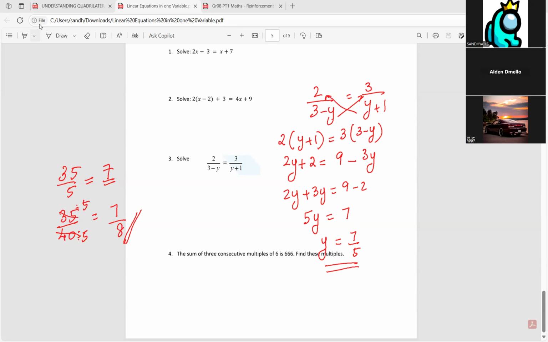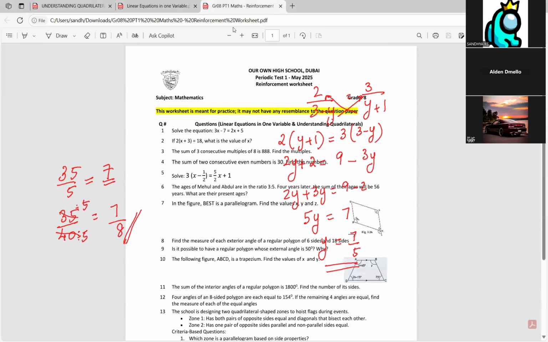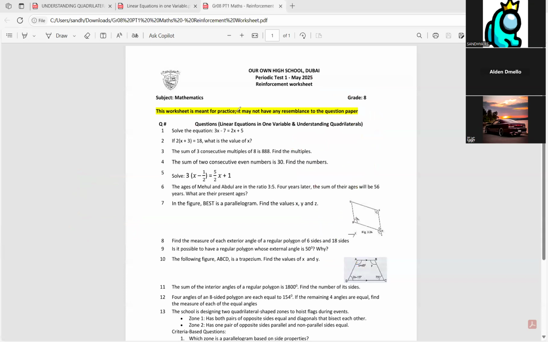Yes, ma'am. So next we have left with only one sheet, that is reinforcement. First question. Solve the equations. 3x minus 7 is equal to 2x plus 5. So first, what will we do? Tell me. The 3x, plus... Ma'am, 3x, plus 2x. No, plus 2x.